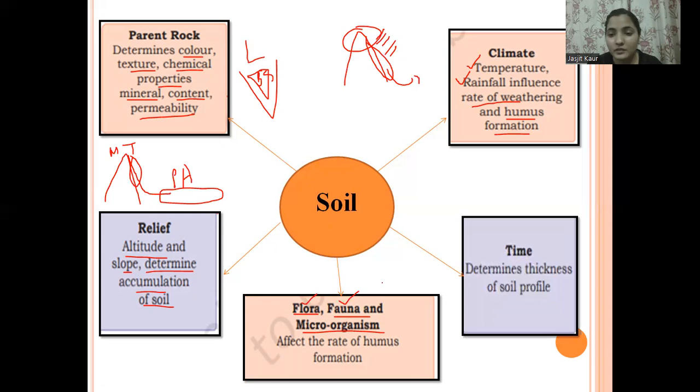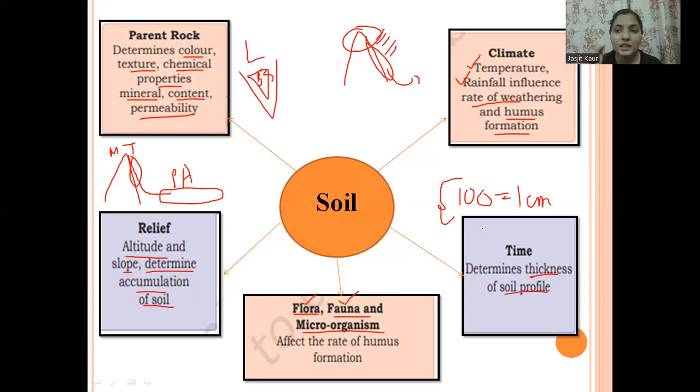And lastly, we have time. Time determines the thickness of the soil. Researchers and geographers found that it takes 100 years to make just 1 centimeter of soil. So if in those 100 years we are using that particular land for agriculture purposes, then after 100 years we can make 1 centimeter of soil.